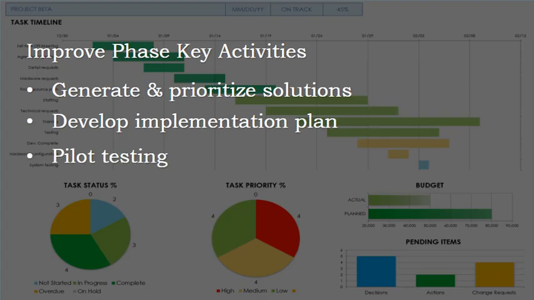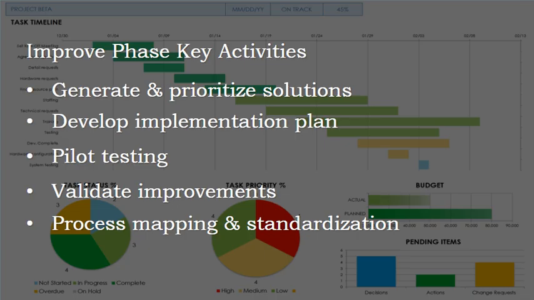Pilot testing. Test the proposed improvements on a small scale to validate effectiveness, minimize risk, and allow for adjustments before full-scale rollout. Validate improvements. Use data to confirm that the changes have resulted in measurable improvement, such as reduced defects, lowered costs, and improved efficiency. And process mapping and standardization. Document new, improved processes to ensure they are adopted and maintained.